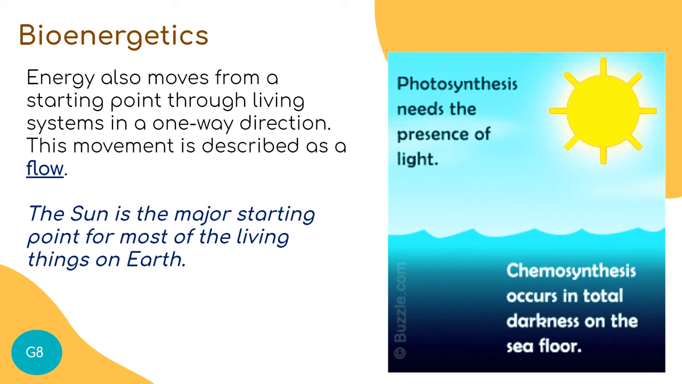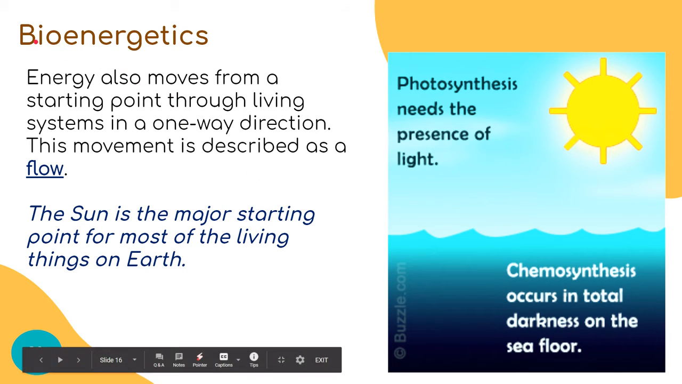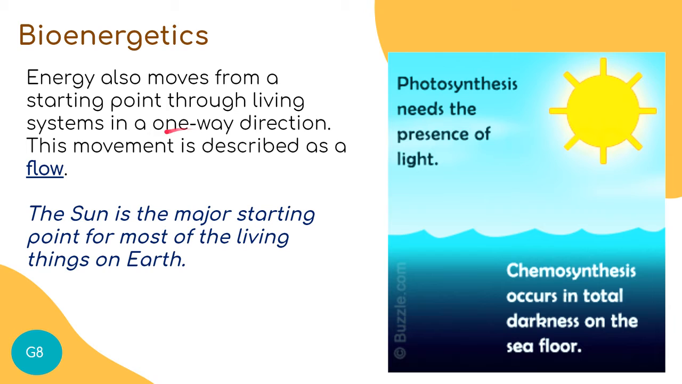So we have to remember that in a living system, energy is constantly moving, okay? And living systems follow a one-way direction. That one-way direction is known as the flow of energy in an ecosystem. And for ecosystems, do not forget that our sun is the major starting point of that one-way direction. It only goes one way, and the starting point is the sun.